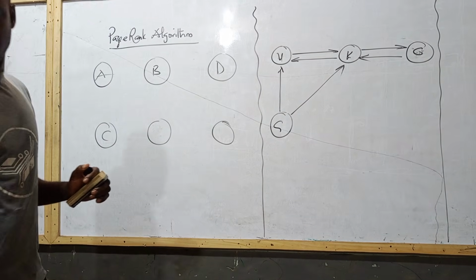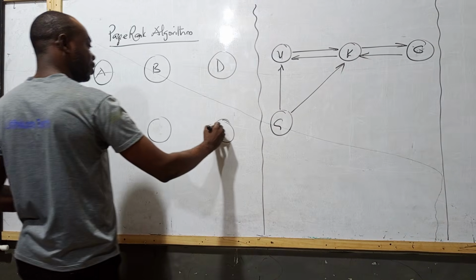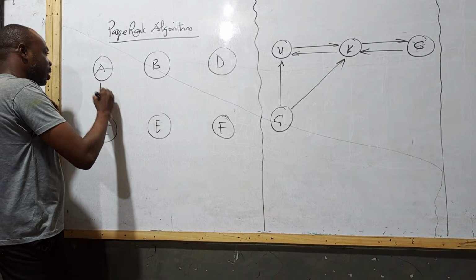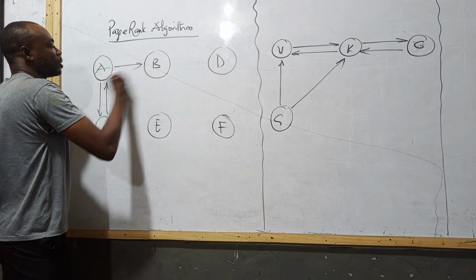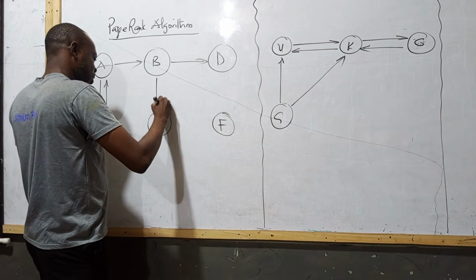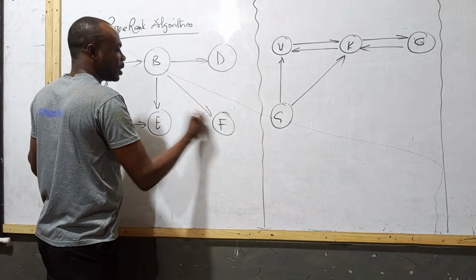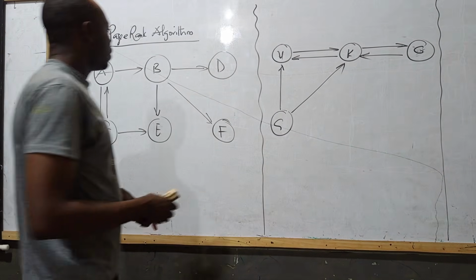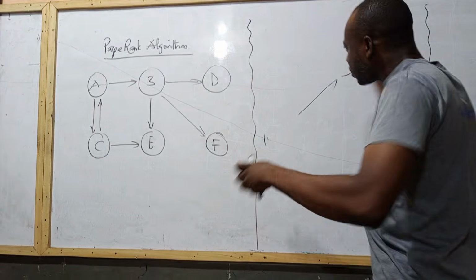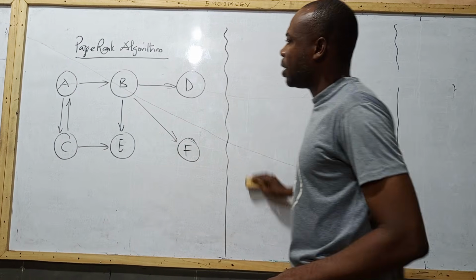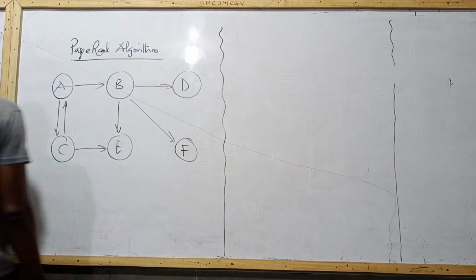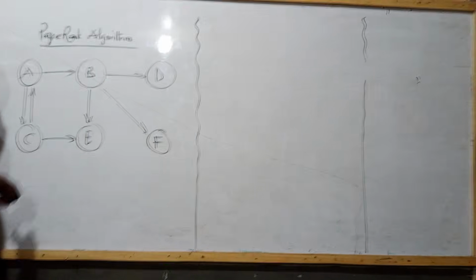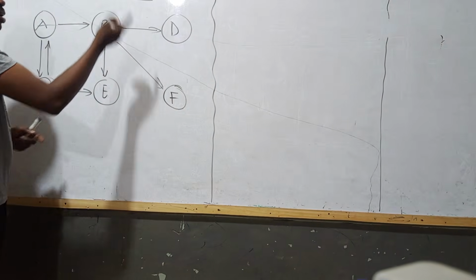Let me just use the real example that I'm using. So we have F here, we have E here. If I have A linking to C and C linking back to this, we have this, we have that, and we have something like this. Now when you look at them, you can see that some of the pages are very important. For example, E is important over here because C and B are all linking to it. But I can see that it is not linking to other pages.